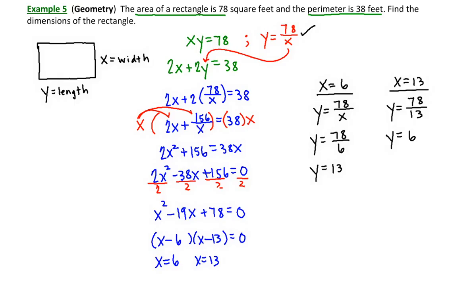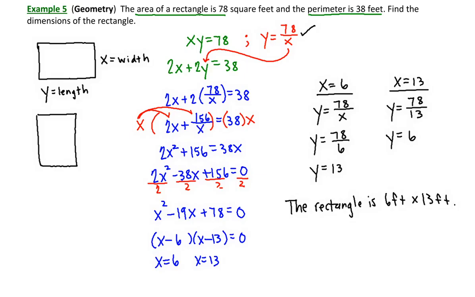So either we have a width of 6 and a length of 13, or a width of 13 and a length of 6. So really, it's just saying my rectangle can be wider than it is long or longer than it is wide. But either way, it has to have the dimensions 6 feet by 13 feet. So we can say the rectangle is 6 feet by 13 feet.